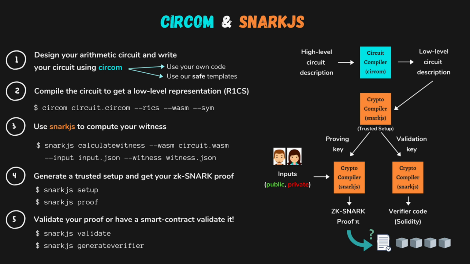So we're going to follow 5 steps to get this Circom zero-knowledge proof done. Step 1 is to design our arithmetic circuit using the language Circom, of which I will show you in a second. Next, we have to compile the circuit to get our low-level R1CS constraint systems, which are just very complex mathematical equations, to create the proof. And then we will use SnarkJS to compute our witness. I'll explain this in a second. We'll generate a trusted setup and get our proof. And then we will validate our proof within the compiler.